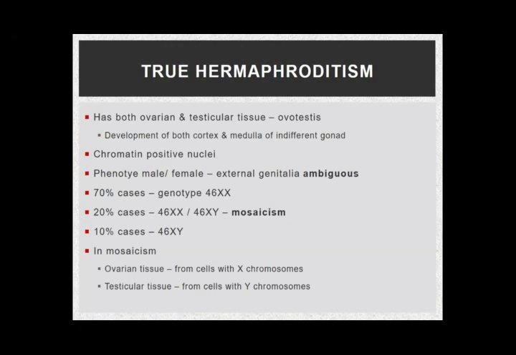The appearance, the phenotype means the appearance. The appearance may be of a male or of a female. Appearance कुछ भी हो सकती है, but the external genitalia are always ambiguous. Ambiguous external genitalia means that you cannot make out whether it is female external genitalia or male external genitalia. ठीक है? And the appearance could be of a male or a female.